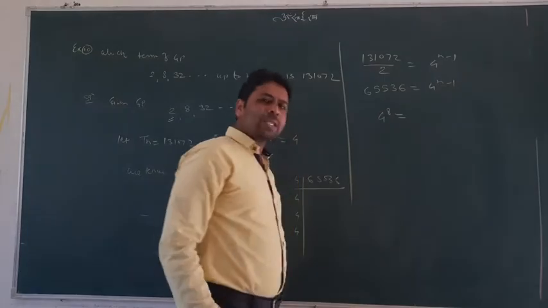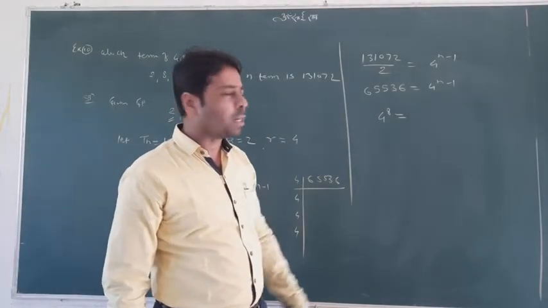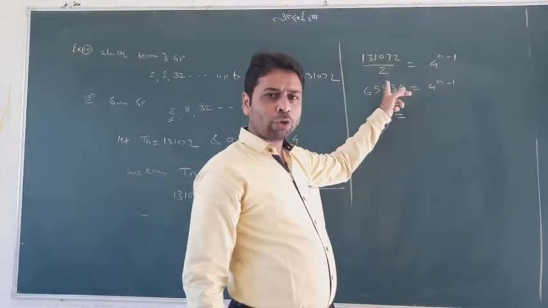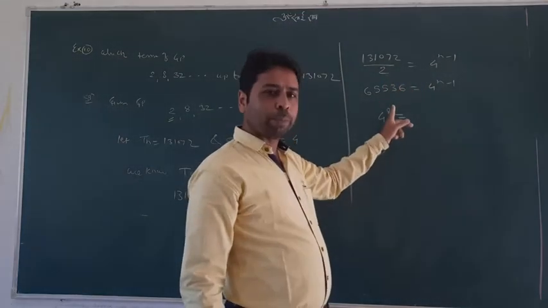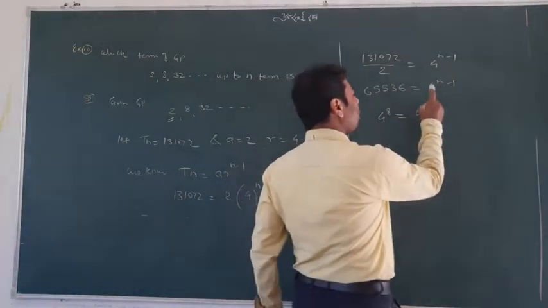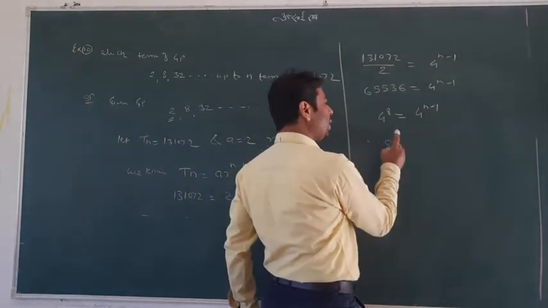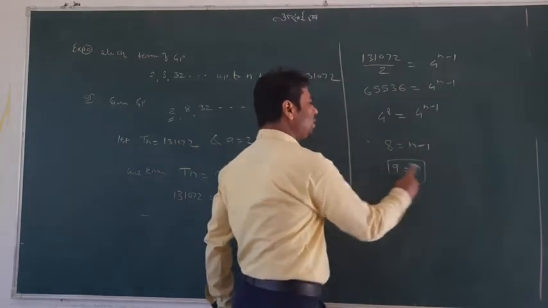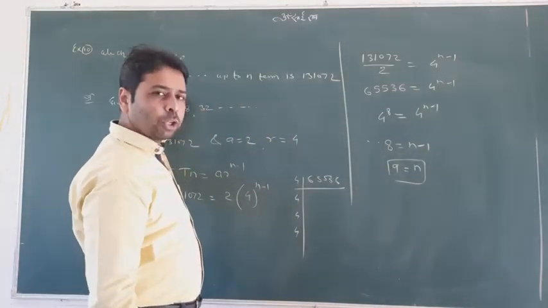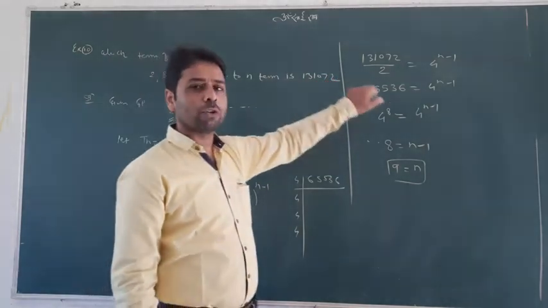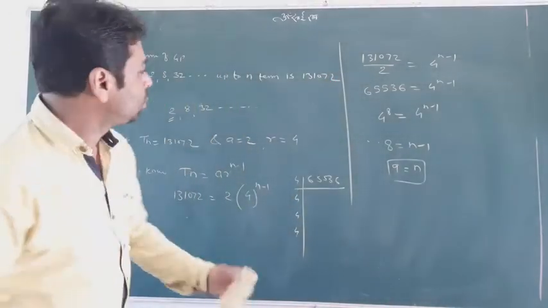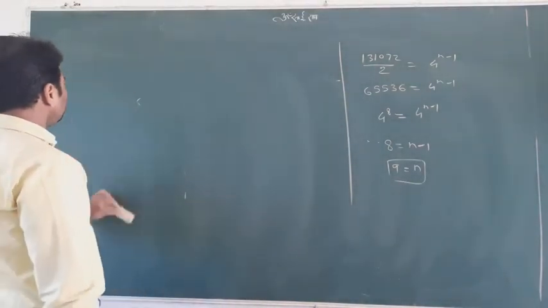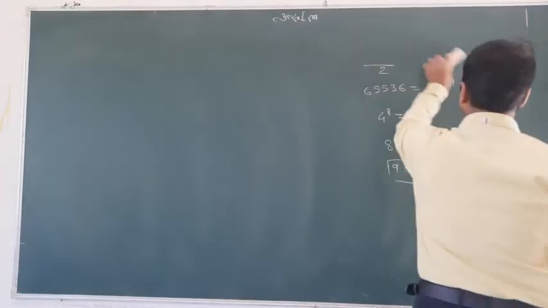Now I think you can understand why we are using 4 to the power, because the right side is 4 to the power. So I factorize and try to make the term 4 to the power something. So it is 4^(n-1). We can compare. So 8 equals n - 1, and n equals 9. It means that in the GP, the ninth term is 131072. This is a simple thing. Okay, the question is over here. Now let me take more questions from the book.